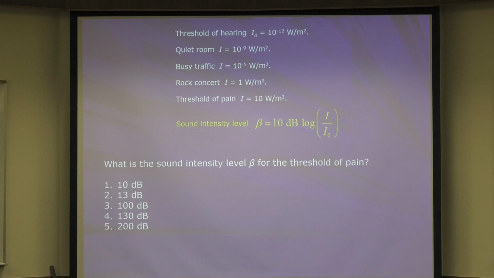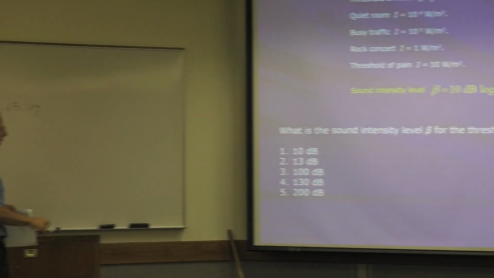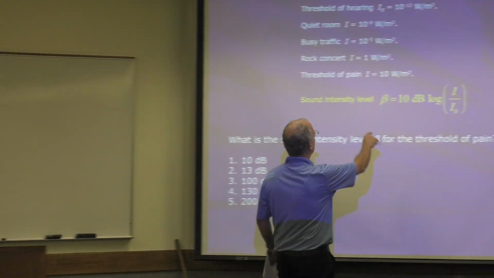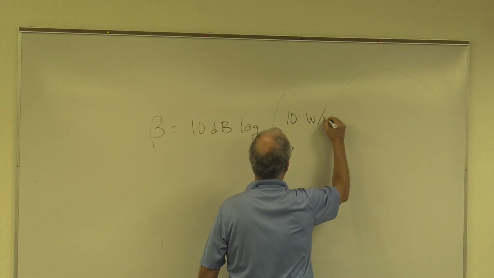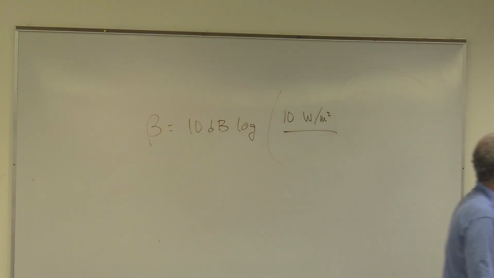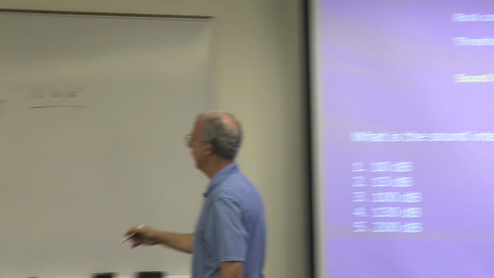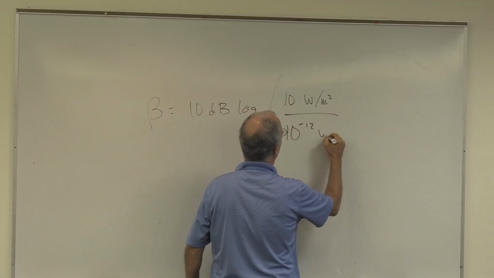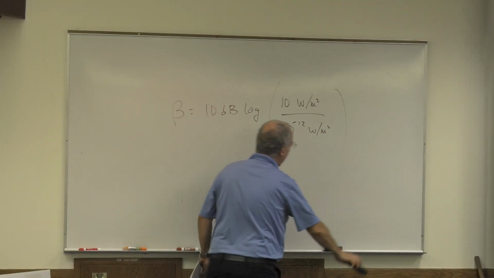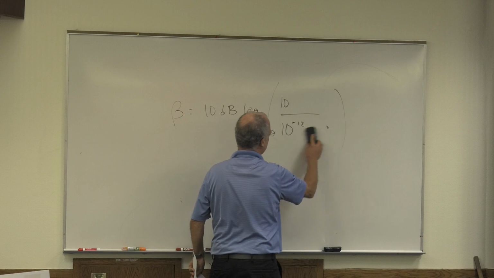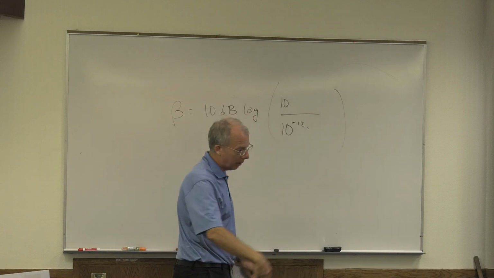Okay, I assume that you've already paused and now you're back and you've done it. So let's do it. Beta is 10 decibels times the log. We want the threshold of pain, that's 10 watts per meter squared, divided by I0, which is 10 to the minus 12 watts per meter squared. First of all, let's be lazy. We can cancel the units, because watts per meter squared divided by watts per meter squared goes away.